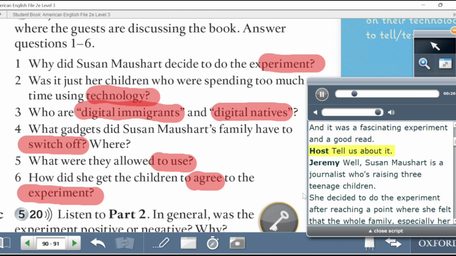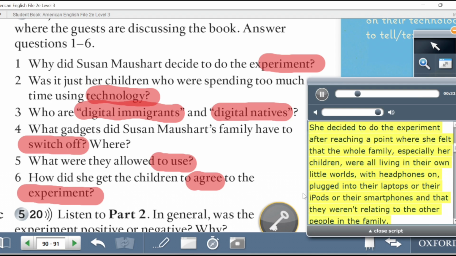Tell us about it. Well, Susan Maushart is a journalist who's raising 3 teenage children. She decided to do the experiment after reaching a point where she felt that the whole family, especially her children, were all living in their own little worlds, with headphones on, plugged into their laptops or their iPods or their smartphones, and that they weren't relating to the other people in the family.